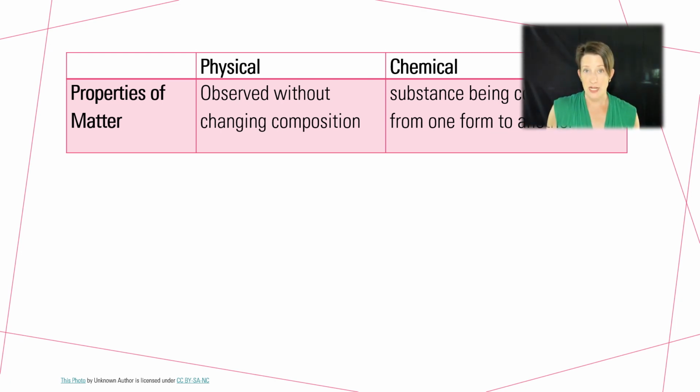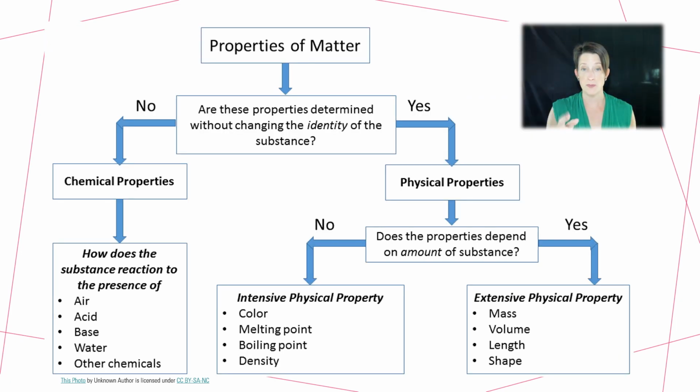A good way to visualize this is a flow chart, looking at this basic question: the properties we are observing, can they be determined without changing the identity or the composition of that substance? If yes, then that is going to be a physical property, because the identity is going to stay the same.